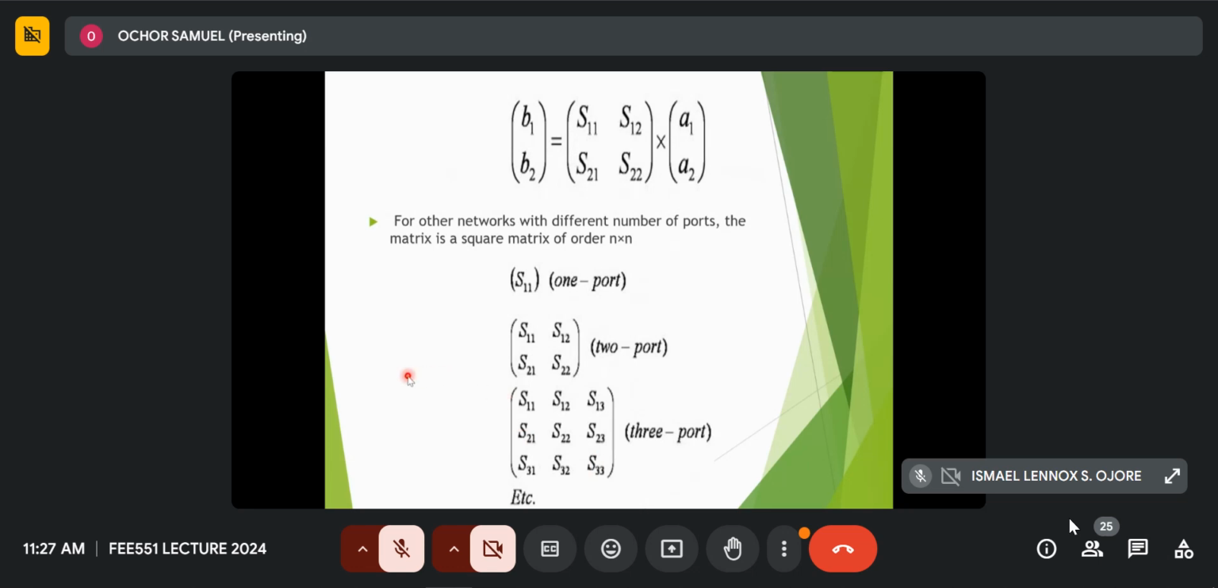So that one is for the 2 by 2, and you can write the outputs in terms of the matrix and the inputs as B1, B2 equals the matrix multiplied by the inputs, right? Now for other networks, this was for 2-port networks. If you have a 3-port network, it is going to be a 3 by 3. If it is 2, it is going to be 2 by 2. If it is only 1 port, it is going to be a 1 by 1 matrix or just one number. So next.